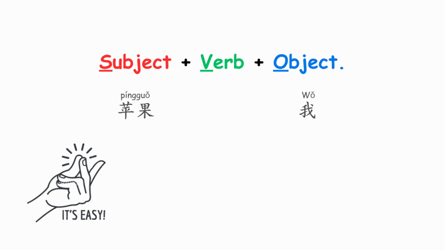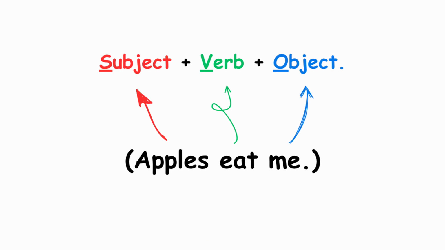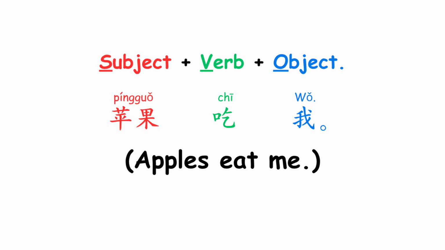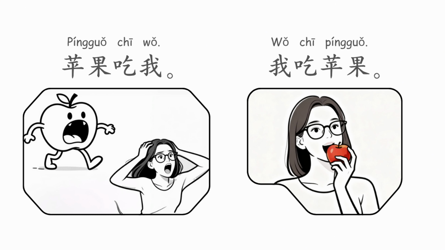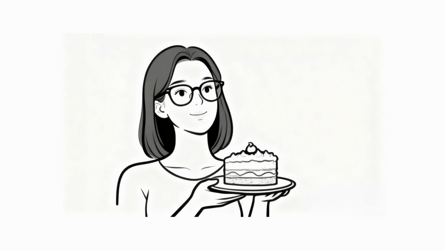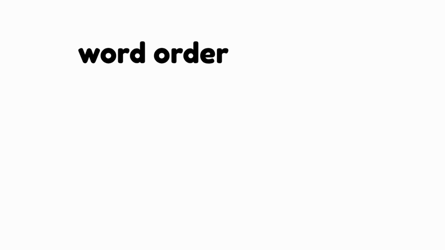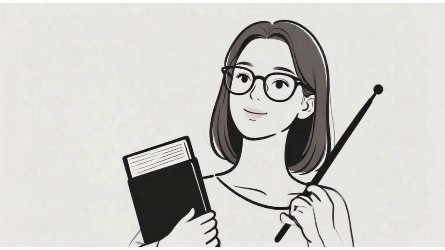So, how to say apples eat me? It's simply 苹果吃我. Same words, different order, and no form changes. Super simple. But here's the catch. Instead of word changes, Chinese relies heavily on word order, context, and particles to show things like time, aspect, or whether an action has been completed.